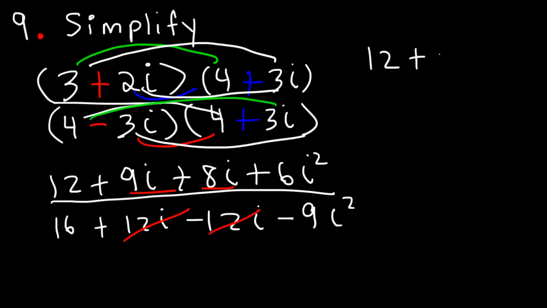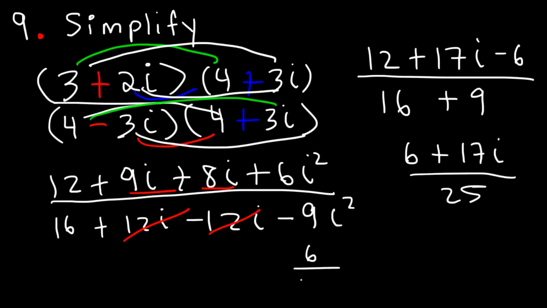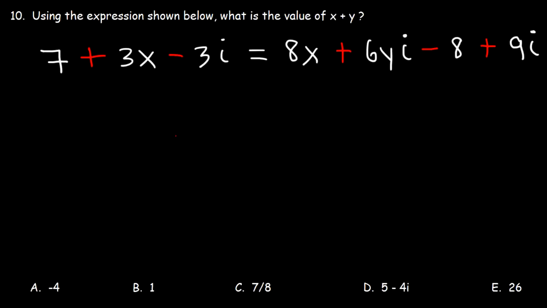9 plus 8 is 17. 6i squared, that's negative 6. And negative 9i squared is positive 9. 12 minus 6 is 6. And 16 plus 9 is 25. So the final answer is 6 over 25 plus 17 over 25 times i. So that's it.